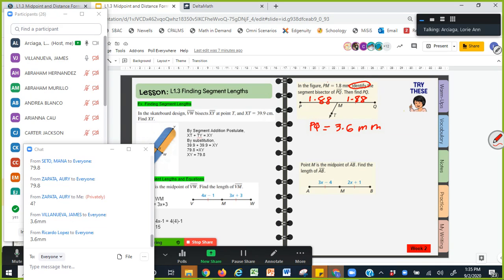Now, how about the other one? Identify a possible segment by sector.